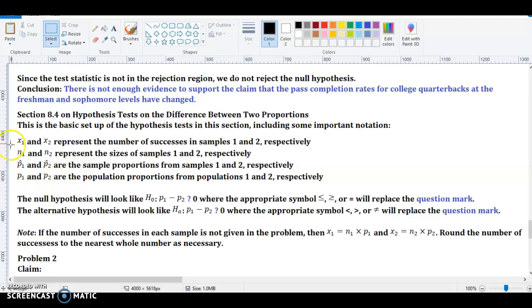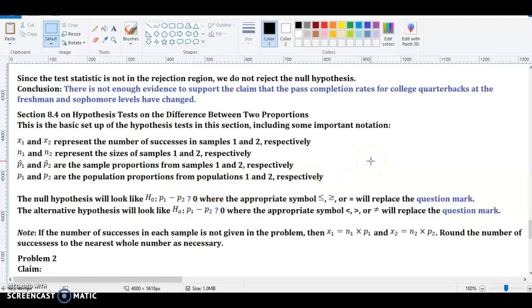So this is some of the notation that you're going to see in this section. So x1 and x2 will represent the number of successes in samples 1 and 2 respectively. N1 and N2 will represent the sample sizes of samples 1 and 2. P1 hat and P2 hat are the sample proportions from the two samples. And then likewise P1 and P2 are the population proportions from the corresponding populations.